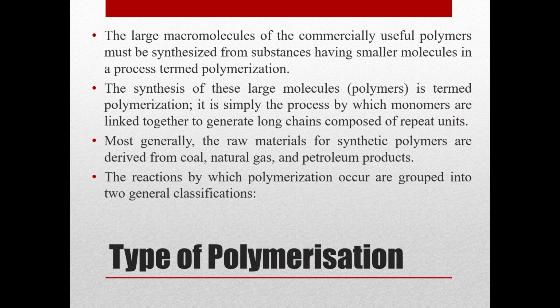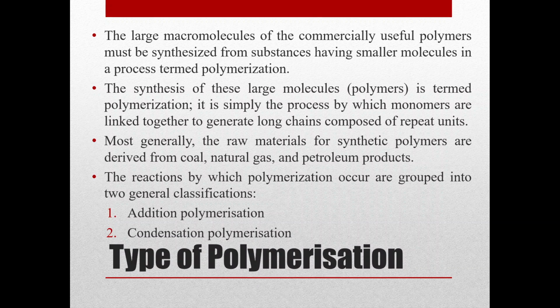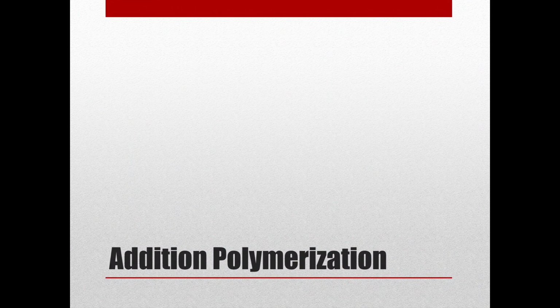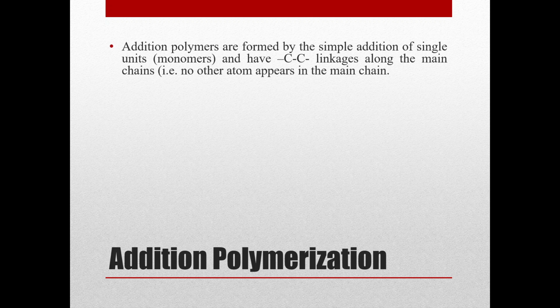The reactions by which polymerization occurs are grouped into two general classifications, that is, addition polymerization and condensation polymerization. So let us look into what is addition polymerization. Addition polymers are formed by simple addition of single units, monomers, and have carbon-carbon linkages along the main chain. That is, no other atoms appear in the main chain.